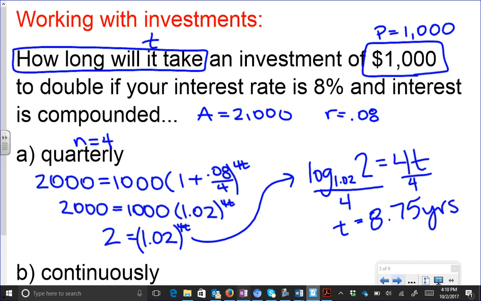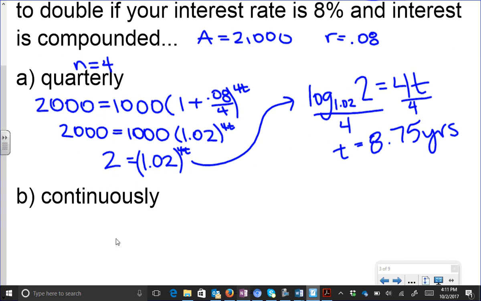Now I also want us to determine how long it's going to take our investment to double if it is compounded continuously. We talked the other day about how if it's compounded continuously, we're going to make more money quicker. So we can expect that it will take us less time to get our investment to double. Do you agree? We're going to do the same thing. We have A equals P e to the rt.